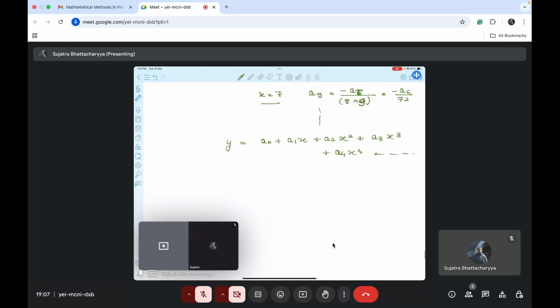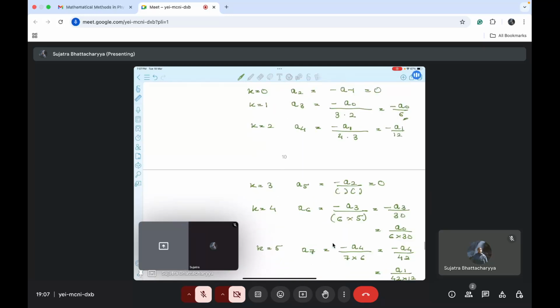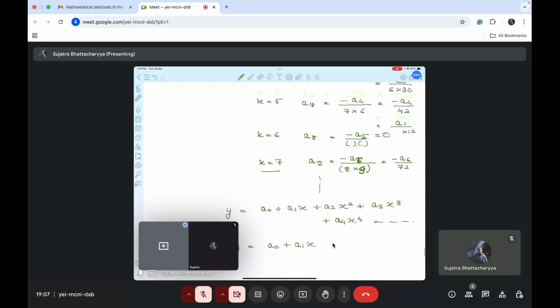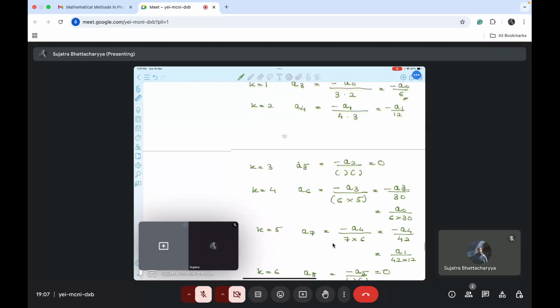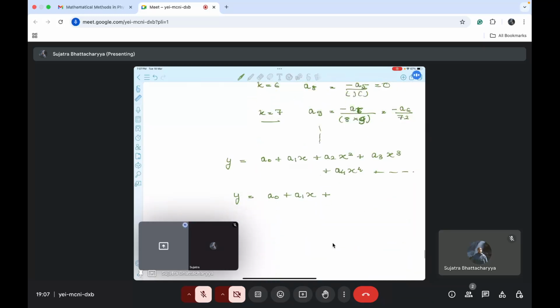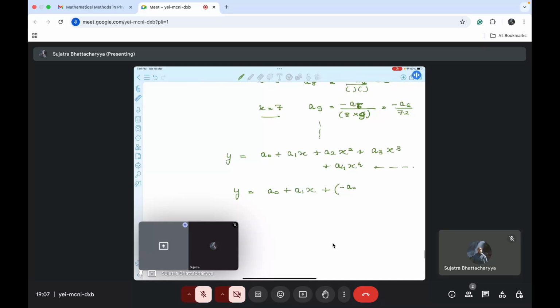Okay. Now you write the actual one. So A naught, A1x is there, so A1 is fine. What about A2? A2 is 0, correct? So A2 is 0, leave it. A3 is minus A naught by 6. So it will be minus A naught by 6, but it will be x cube.